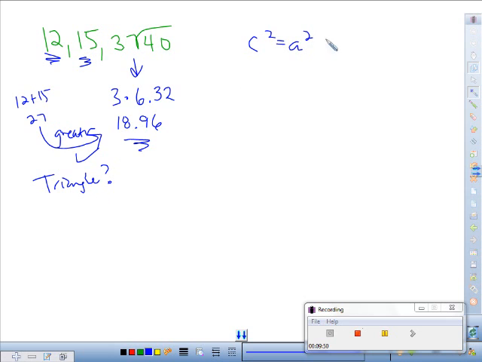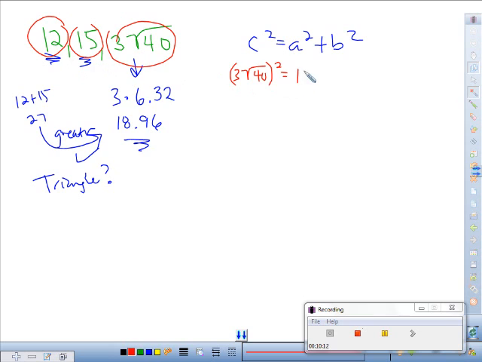So c squared equals a squared plus b squared. And I'm going to plug all this stuff in. Which one of these, Jimmy, is going to be your c? This one. Right? And how did you decide that? Right, it was larger because it's 18.96 approximately, which definitely beats the 15 and the 12. So I'm going to put 15 here, 12 here.